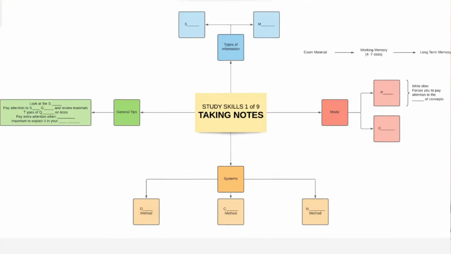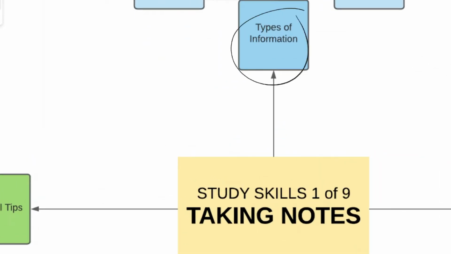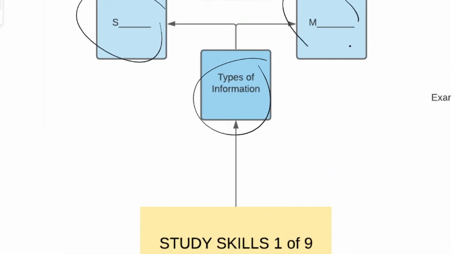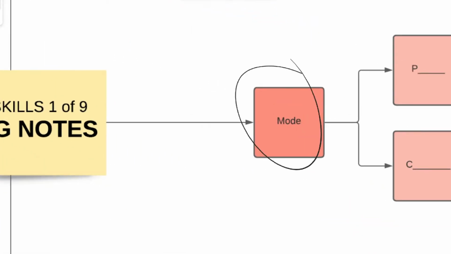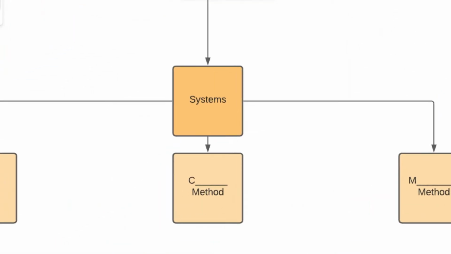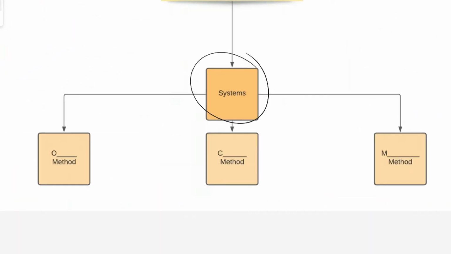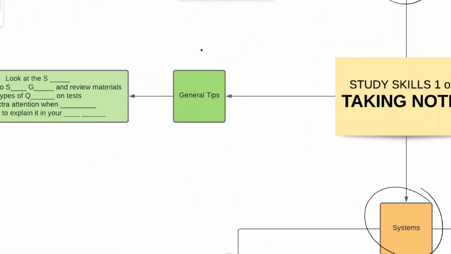With this particular section on taking notes, there are 4 parts of information that we're going to talk about. First of all, the types of information that we're going to cover. Then the mode of taking notes, 2 modes that we're going to talk about. Then we're going to move on to the common systems that students use when they take notes, 3 methods that we'll be talking about. And then we're going to talk about some general tips about taking notes in general.